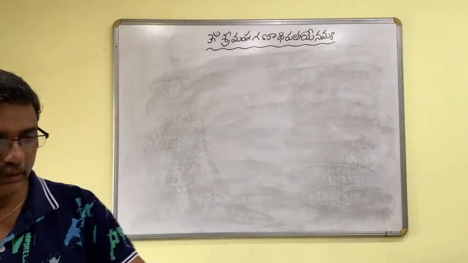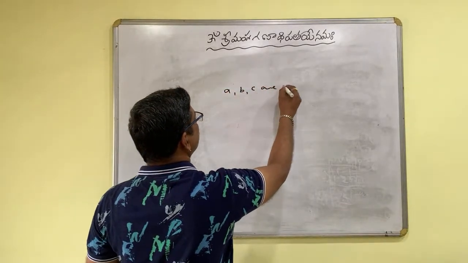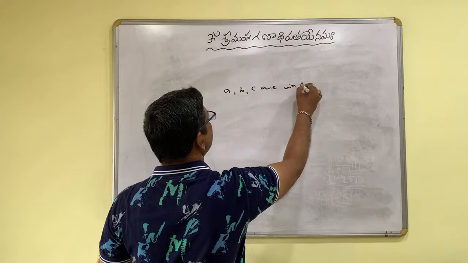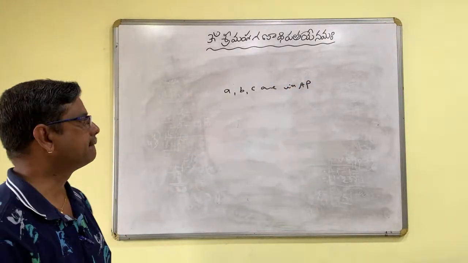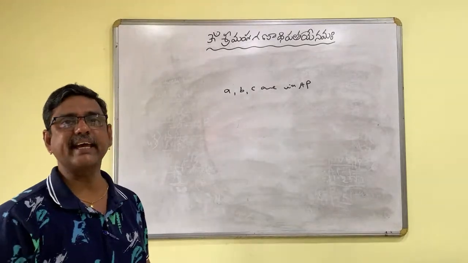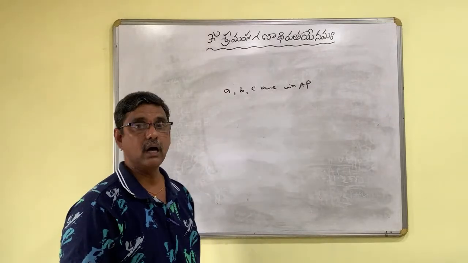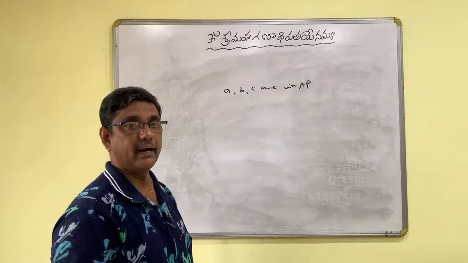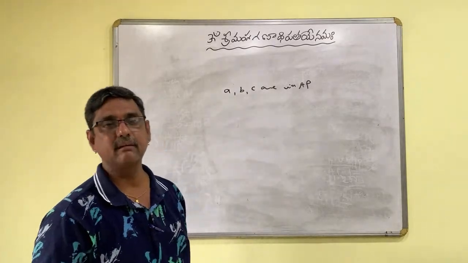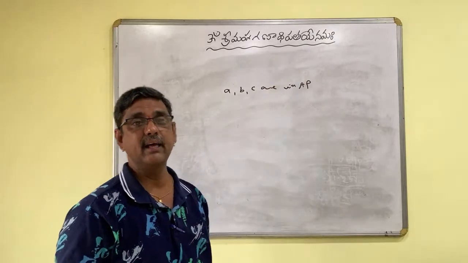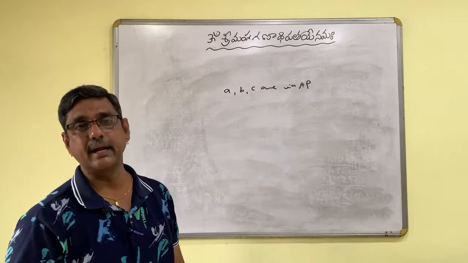Suppose there are three numbers a, b, c which are in AP. If they are in AP, okay? What relation exists between these three numbers? That is what we have to observe. Very, very important concept.